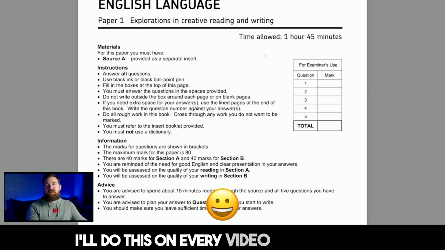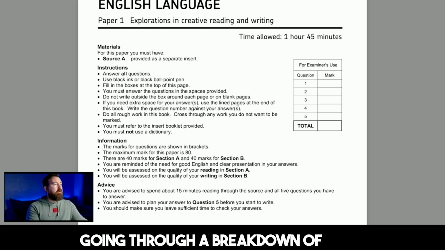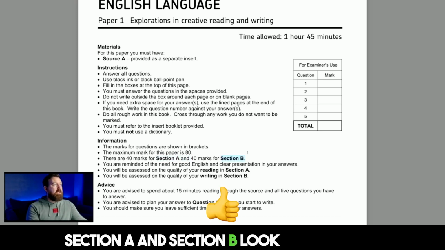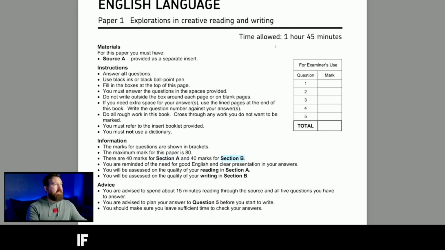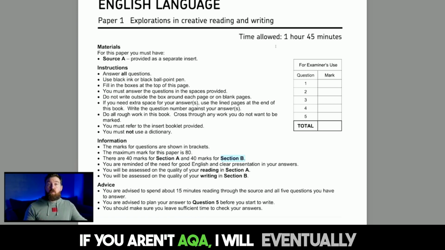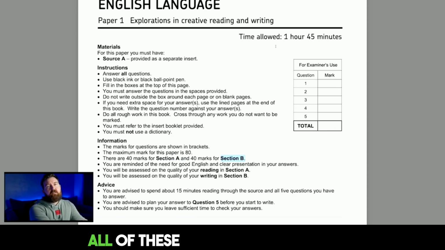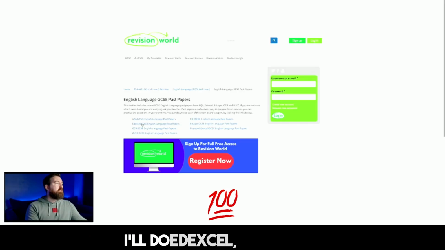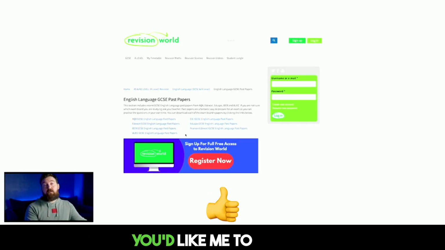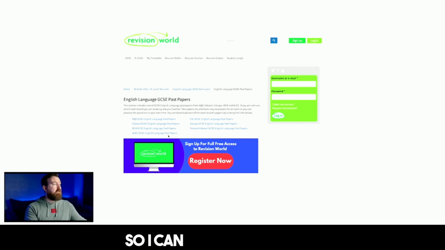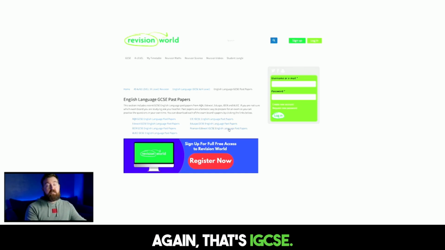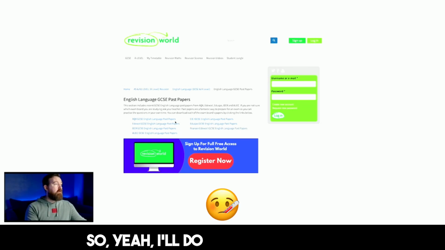I'll do this on every video of this series, going through a breakdown of what section A and section B look like for AQA paper 1. If you aren't AQA, I will eventually do all of these different exam boards. I'll do Edexcel, I'll do OCR. I might do WJEC. Give me a comment if you'd like me to do that. I've taught it a lot, so I can certainly do that. Cambridge, this is IGCSE, Eduqas, and Pearson Edexcel, again that's IGCSE. So yeah, I'll do some of everything.